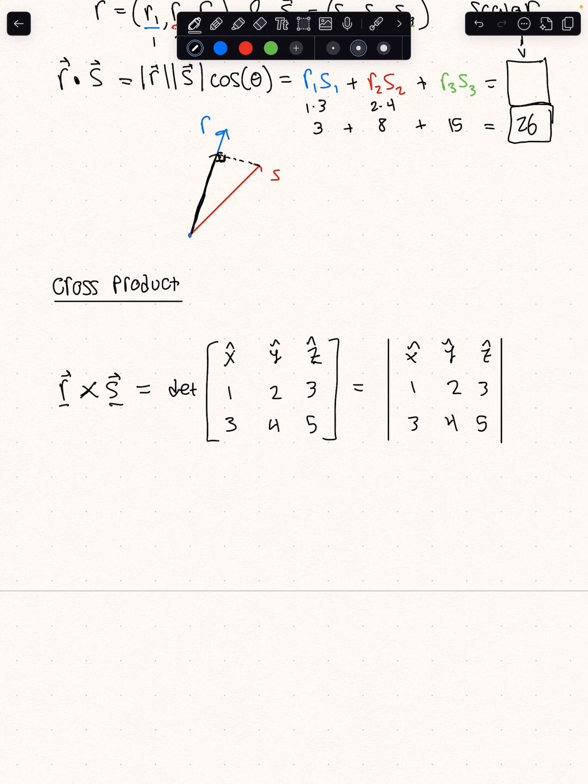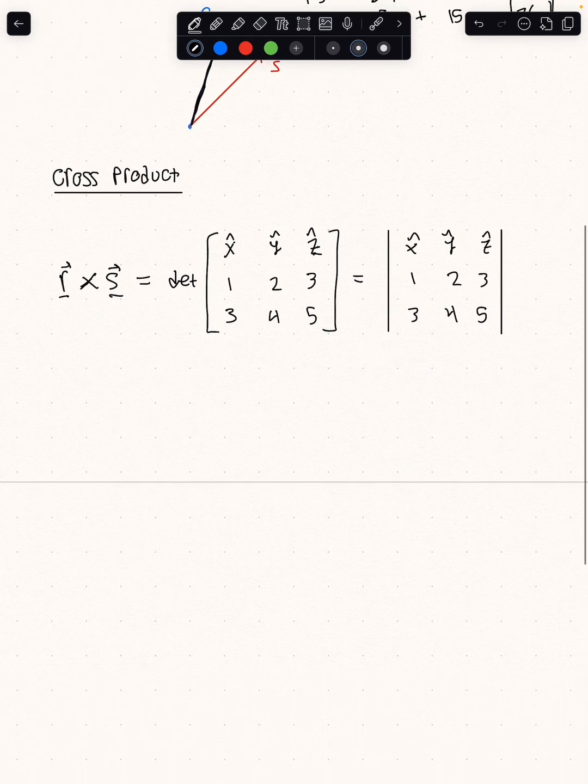And the way we take the determinant of this, if you have not seen this before, is you cross out the direction you want to go. So this is in the x hat direction, and you will do, in this example, 2 times 5 minus 3 times 4. And this is in the x hat direction.